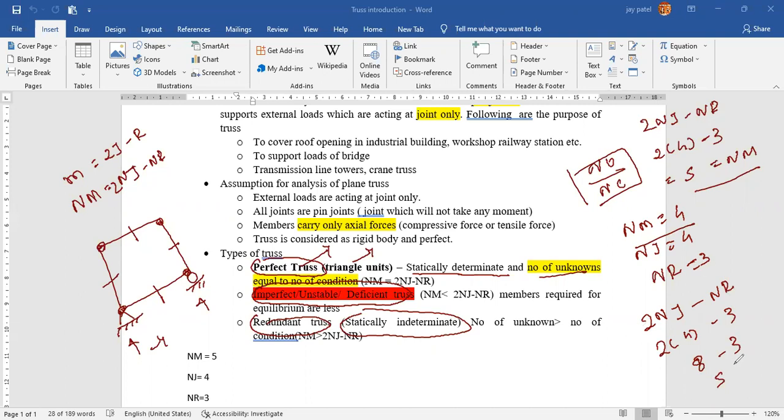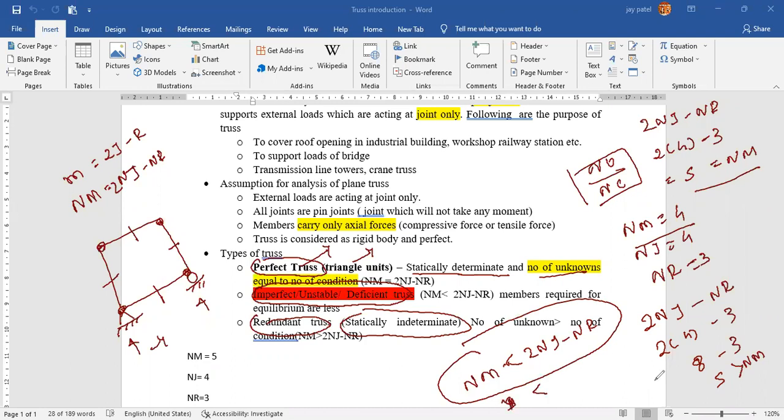So can I say that 2NJ minus NR is more than the number of members? Yes or no? What was our condition? The number of members should be equal to 2NJ minus NR. Here, four is less than 5, so the condition is not satisfied. Please confirm, is it clear or not? So such a truss is always unstable.